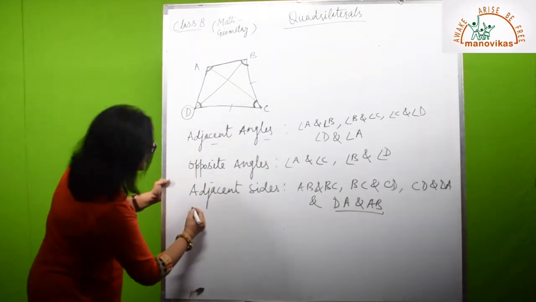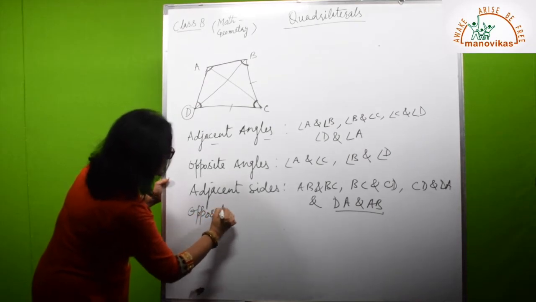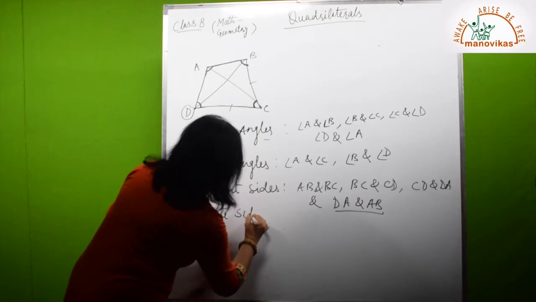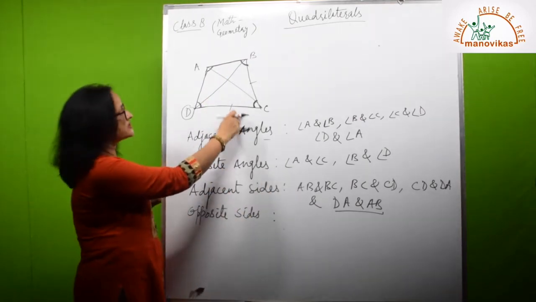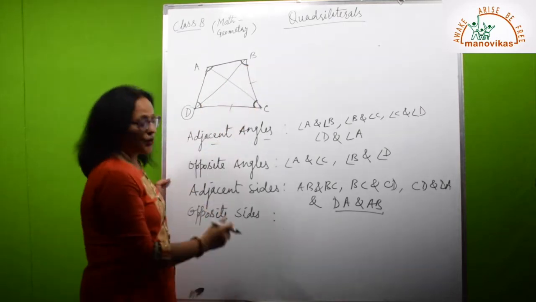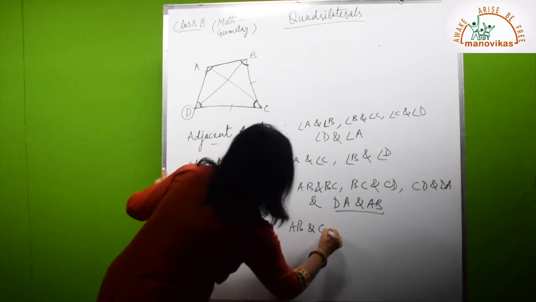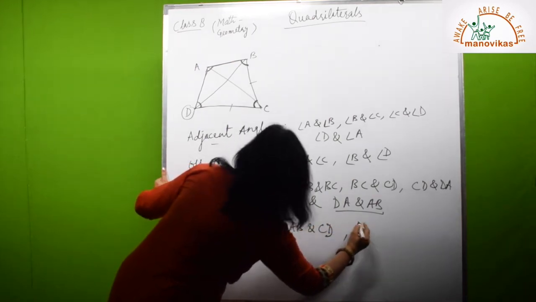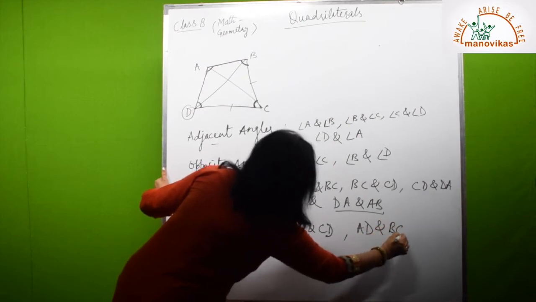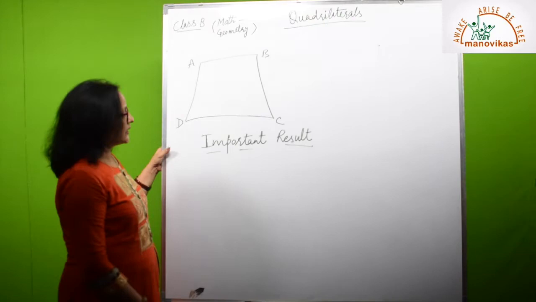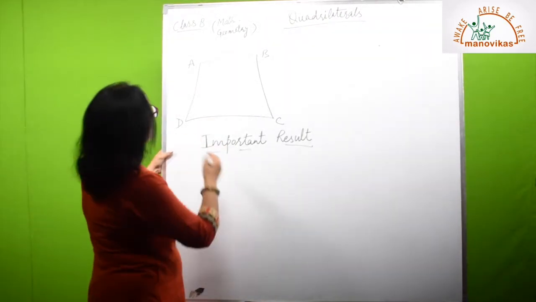Now, what are opposite sides? Opposite sides, you know, AB and CD are opposite sides, and AD and BC are opposite sides. There are two pairs of opposite sides, AB and CD, and another pair, AD and BC. These are opposite sides. Now we are going to take an important result of quadrilaterals.